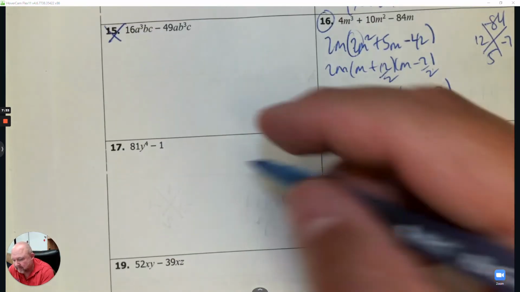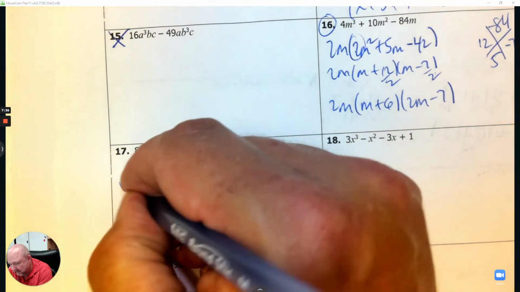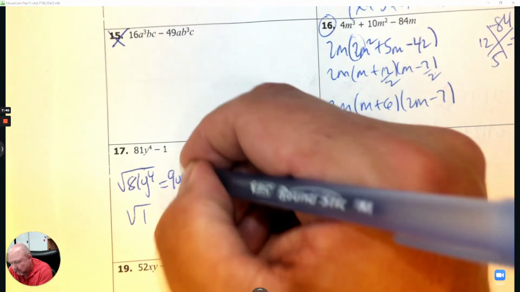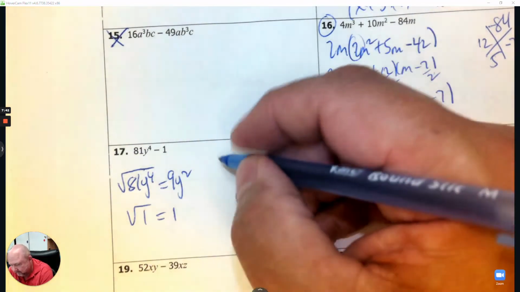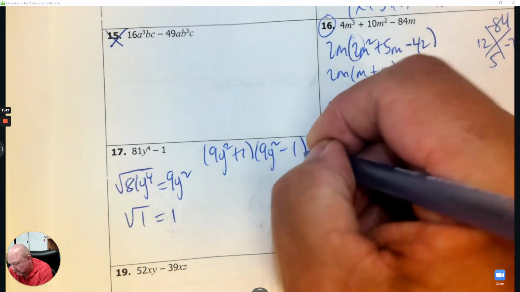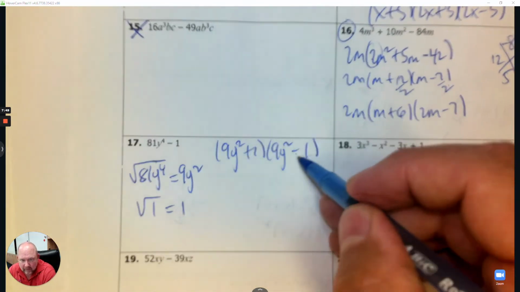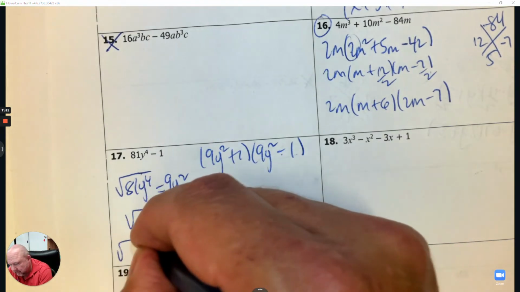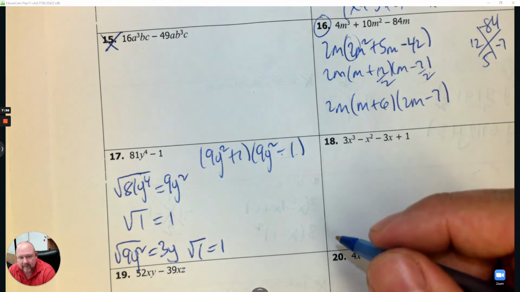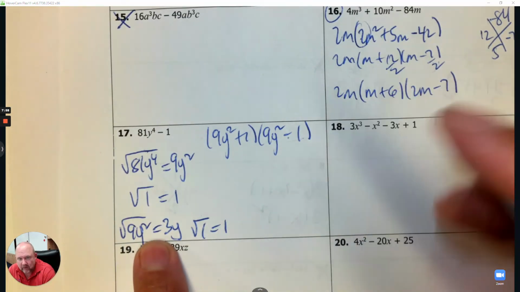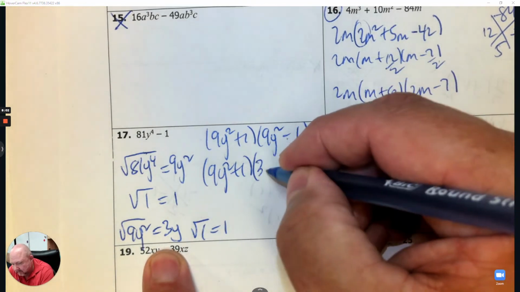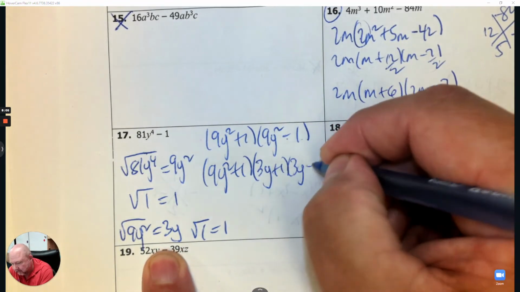17 is a subtracting binomial, so I'm going to square root 81 and y to the 4th and 1. And so that gives me 9y squared and 1. So I have 9y squared plus 1, 9y squared minus 1. The subtracting binomial, we can do it one more time. So the square root of 9y squared is 3y. And again, the square root of 1 is 1. So we have 9y squared plus 1, that's prime. But then we have 3y plus 1 and 3y minus 1.